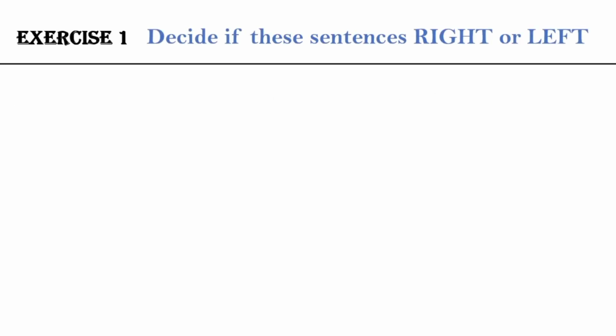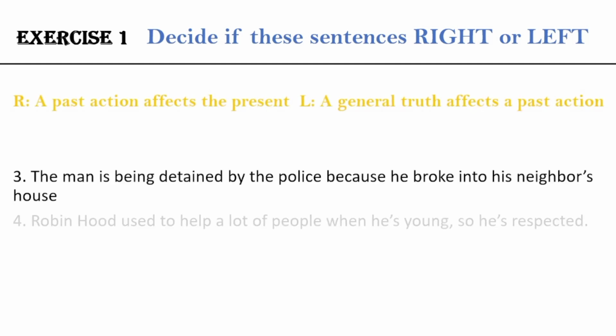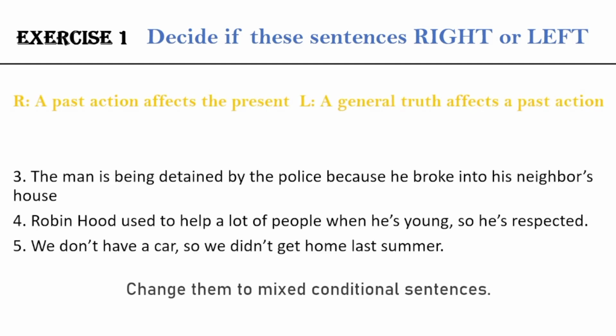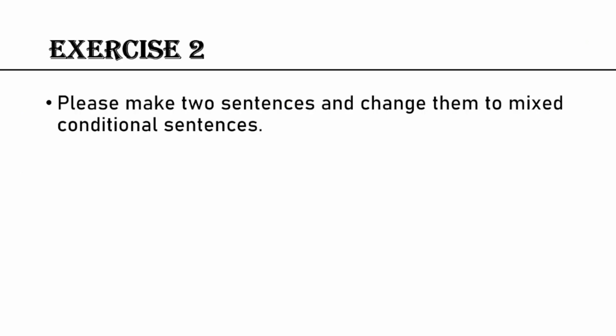All right, so now this is exercise 1. Decide if the sentence is right or left, numbers 3, 4, and 5. And then don't forget to change them to make mixed conditional sentences. After you decide whether the sentences are right or left, change them to mixed conditional sentences. And to ensure everybody grasps this concept of mixed conditionals, please make 2 sentences and change them to mixed conditional sentences.